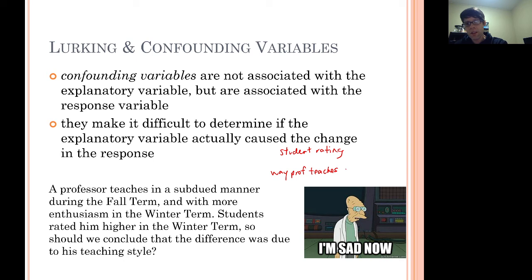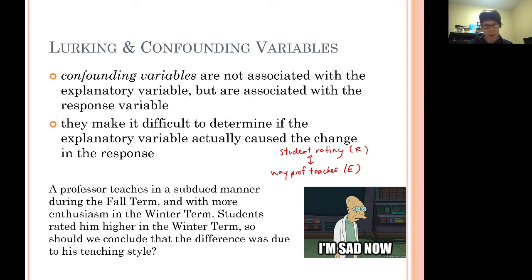So I would think that the way the professor is teaching is explanatory and that the student rating would be the response. I kind of think that potentially the way the prof is teaching is leading to different ratings. So that's how these two things feel connected to me. But there's a lot of things that could be happening in the background.